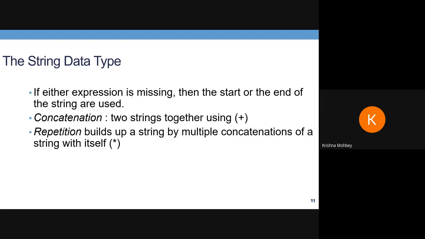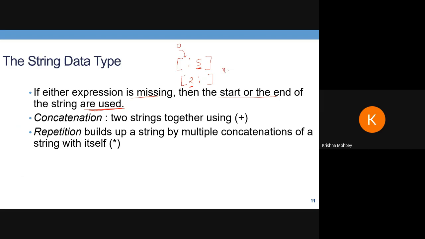If either expression is missing, as we have seen in the previous example, like colon 5, that means I have missed the starting point and given the ending point. The second option is like 2 colon only: I have given the starting point and not given the ending point. If either expression is missing, then the start or the end of the string is used by default. In the first case, I have given 5 as the ending point, so the starting point by default is taken from 0. In the second case, I started from the second one and have not given the last.